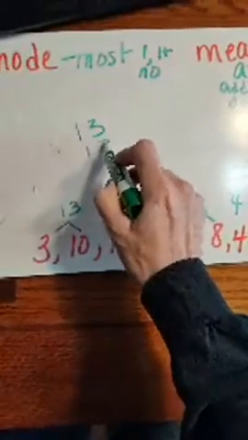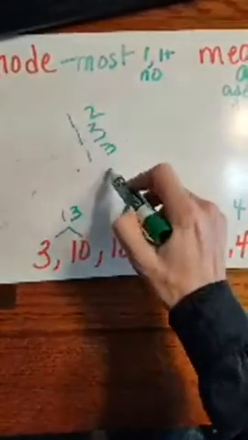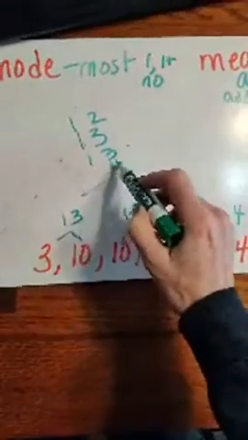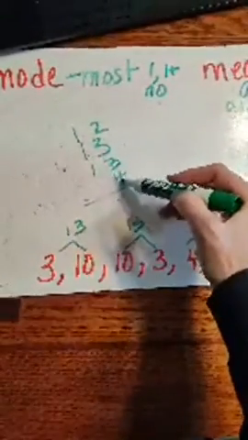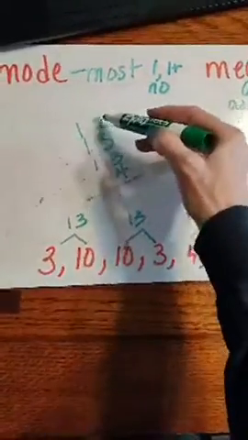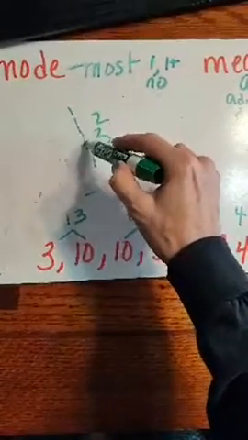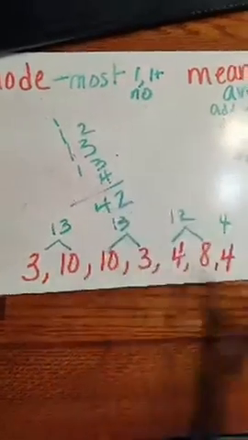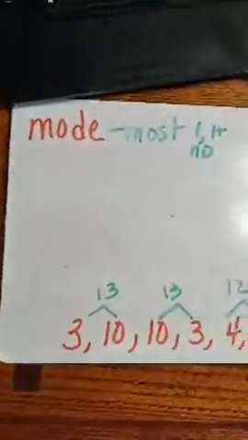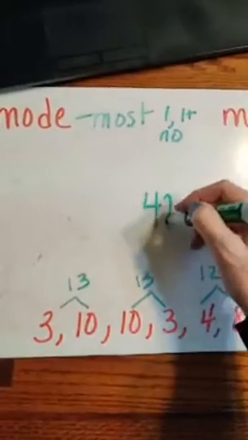13, 13, 12, and 4. 3 plus 3 is 6. 6 plus 4 is 10, 11, 12. 1, 2, 3, 4. 42. All right, I did better this time. My total is 42.